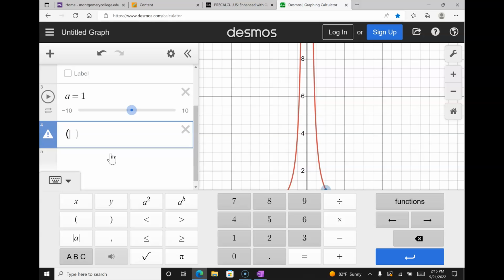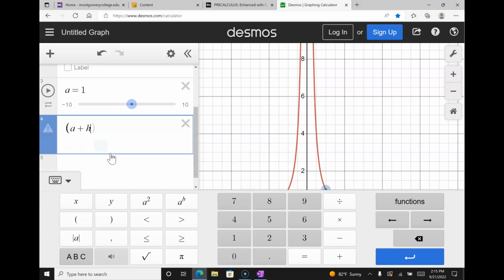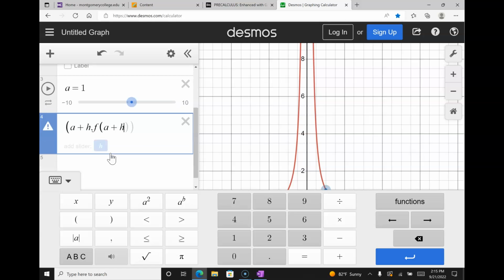So what's my other point? You remember? Well, when you're doing this secant, this difference quotient, you're doing f of x plus h, right? I can't use x because Desmos understands it as every x. So I'm going to pick a specific x, and I'm going to call it a plus h. So a plus h, comma, f of a plus h. And I add slider h.